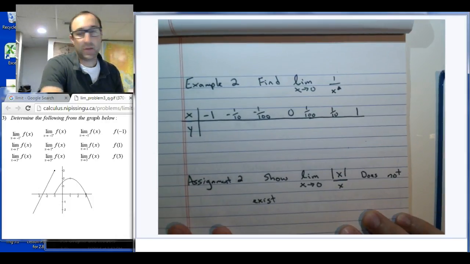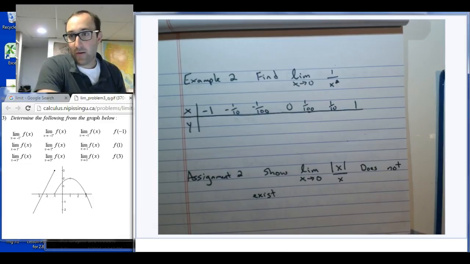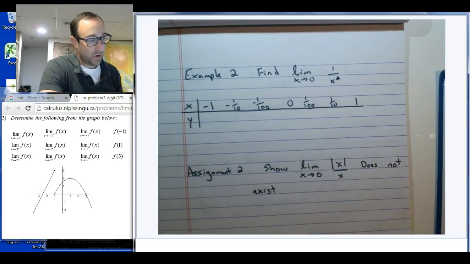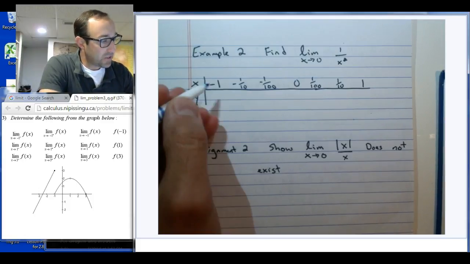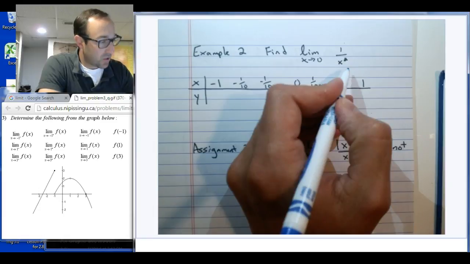Alright, so here is our next example right here. It says, find the limit as x approaches 0 of 1 over x squared. So I'm going to do, instead of having the graph this time, let's use a table. Sounds good to me. So when x is -1, 1 over -1 squared is going to be 1.